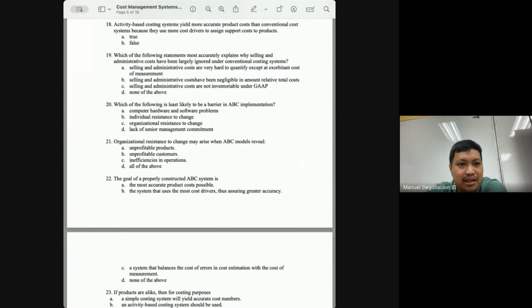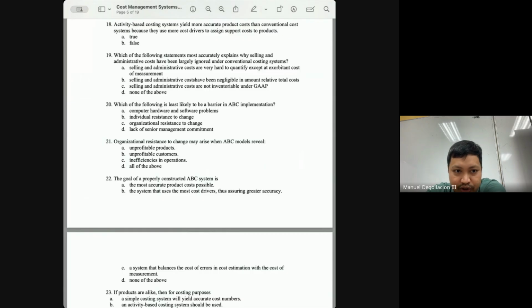Number 20, which of the following is least likely to be a barrier in activity-based costing implementation? Least likely. Okay, definitely technological advancement, class, would not be a hindrance to the implementation of ABC. So the answer in number 20 is Alpha. B, C, and D are likely barriers to the implementation of activity-based costing. Employees' resistance to change, or the company's resistance to change as a whole, and the lack of commitment by the senior management.